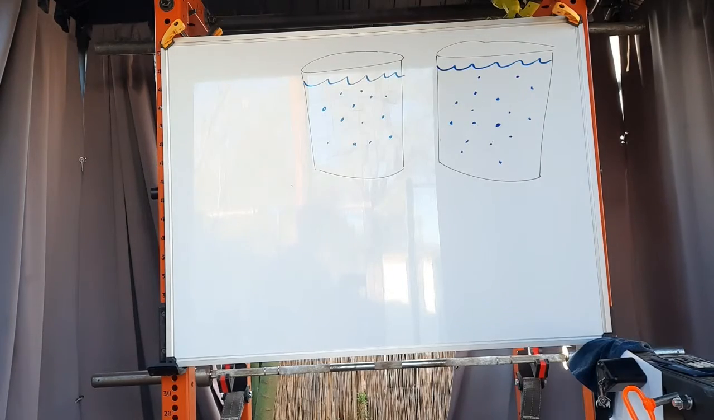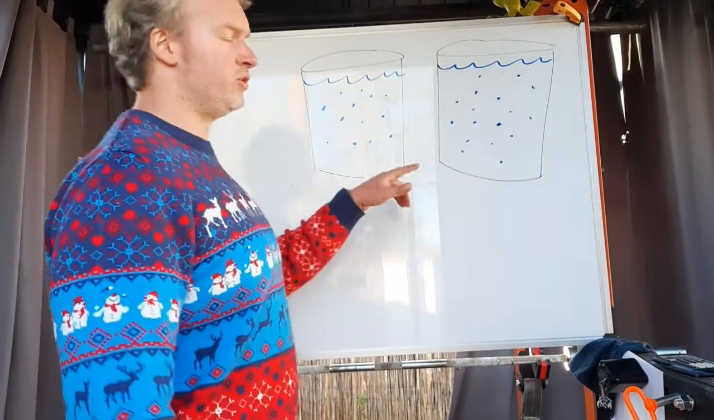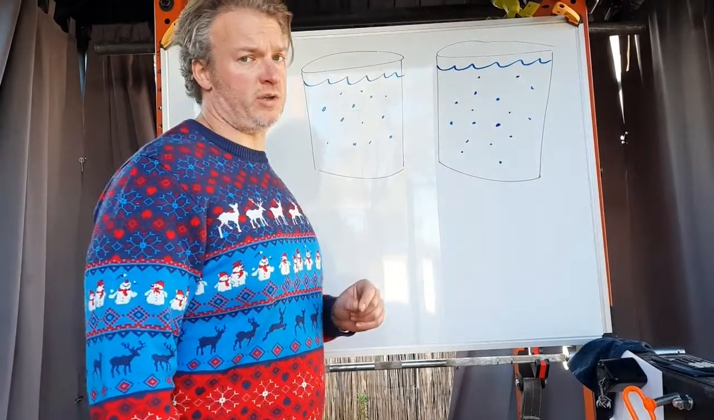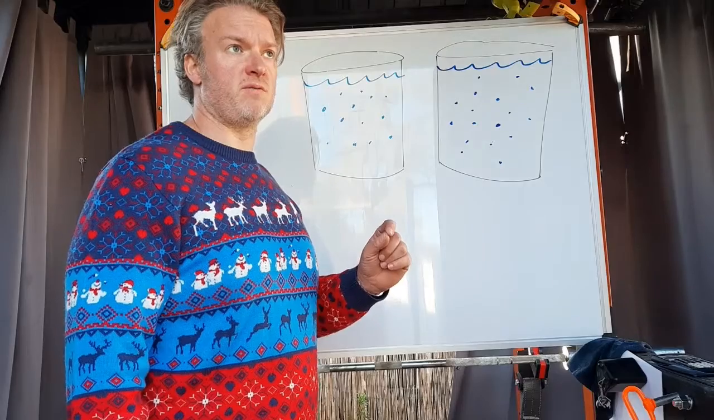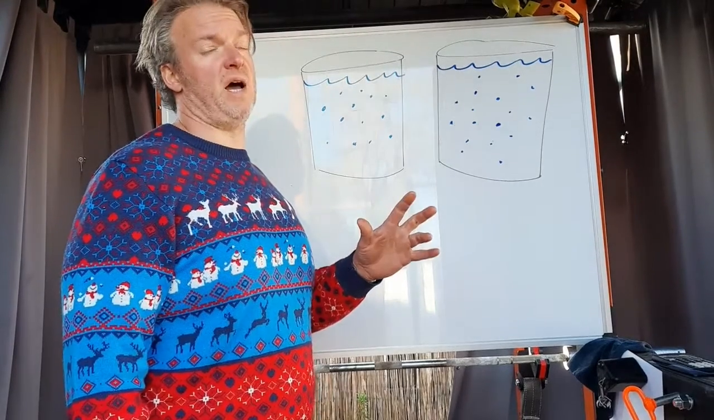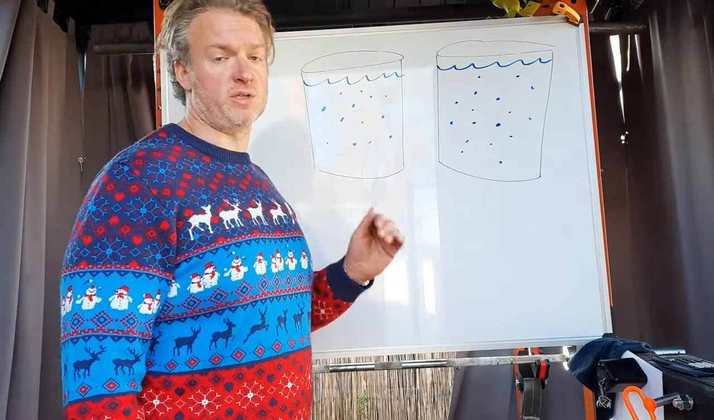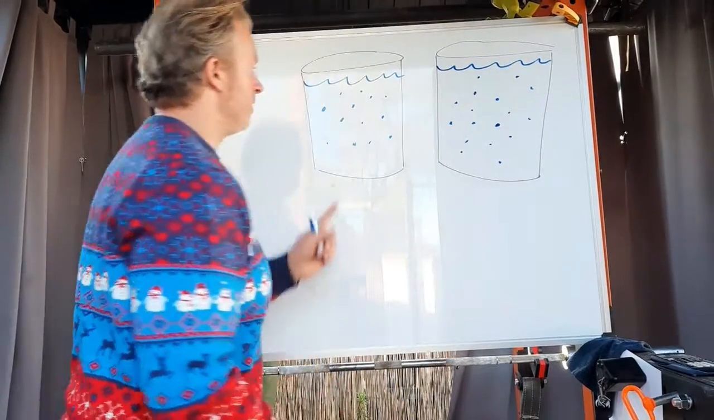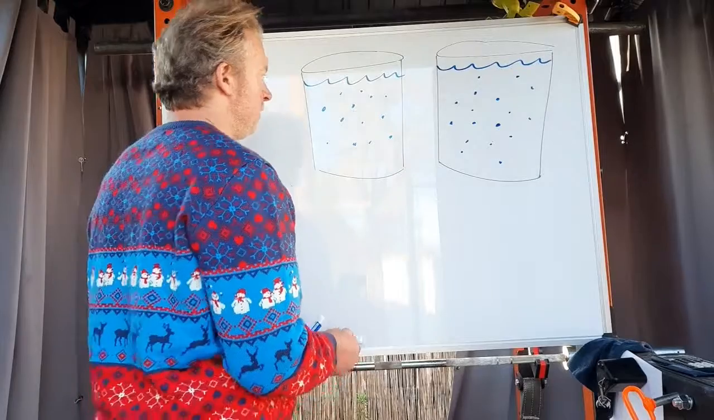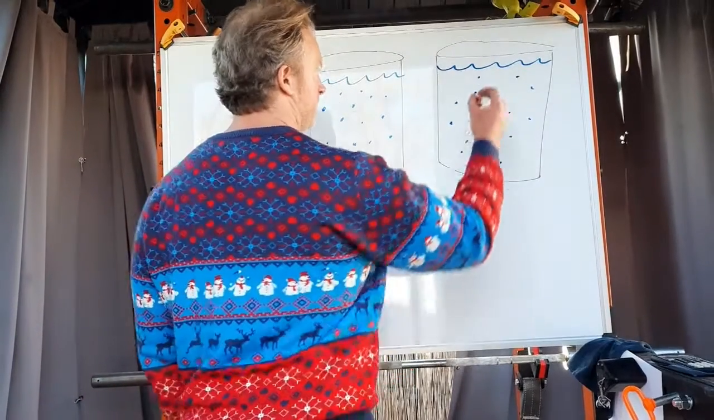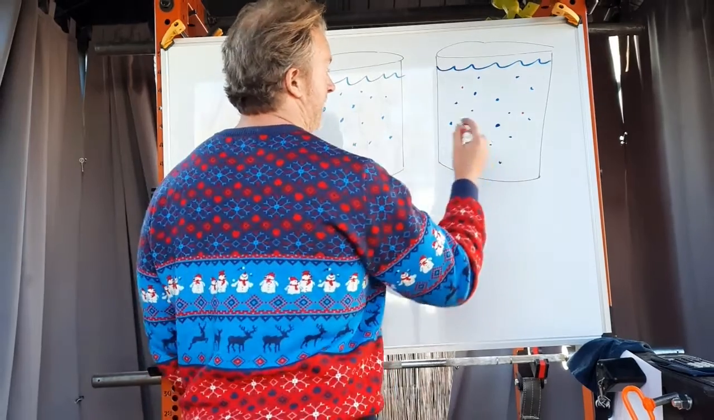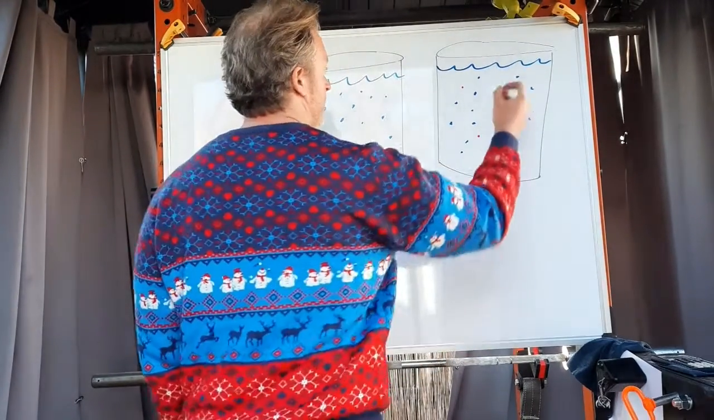Consider an atomic vision of those two solutions. The blue dots represent the water molecules. We are expressly visualizing the solvent molecules in this example. One of them contains only water, the other one contains water and sucrose, and I'm just going to give sucrose red dots for simplicity.